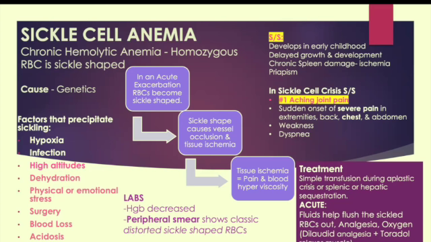The number one sign and symptom in sickle cell anemia crisis is that they complain about aching joints. Aching joint pain is very common, and then they have the sudden onset of severe pain, usually in their extremities and back. You'll see a lot of chest pain in these patients, which is a whole different syndrome, and a lot of pain in their abdomen. Weakness and dyspnea come with it, and the treatment is simple transfusion during aplastic crisis or splenic or hepatic sequestration.